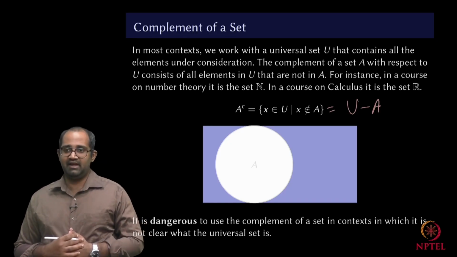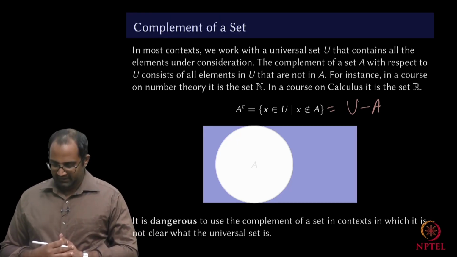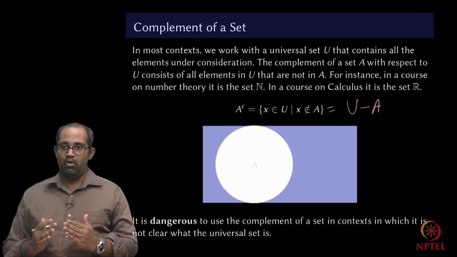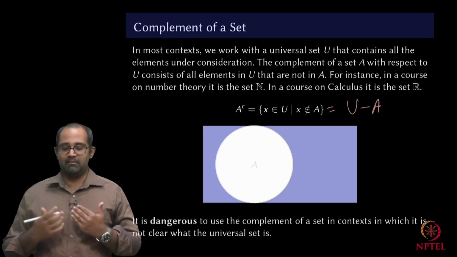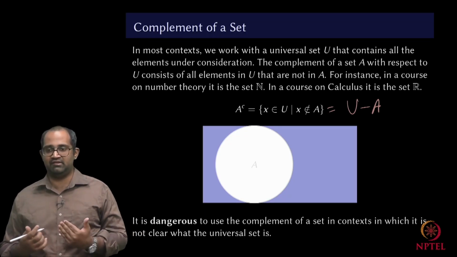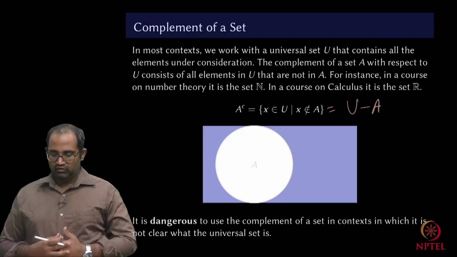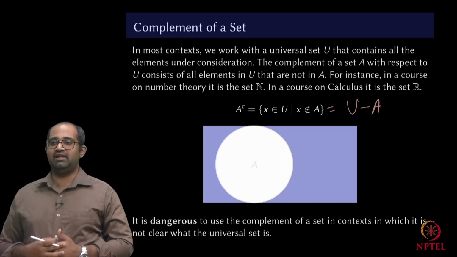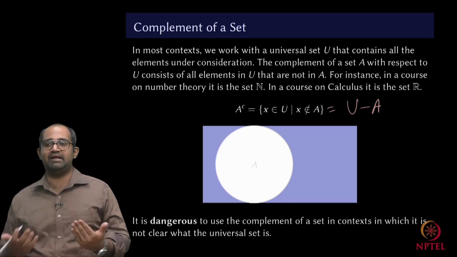Now, let me emphasize again, it is dangerous to use the complement of a set in contexts in which it is not clear what the universal set is. If there is some ambiguity as to what the universal set is, you might mislead your audience. They might consider a different set as the natural universal set, and you might be thinking of a different set. So, as much as possible you can try to avoid complements, but nevertheless it is very useful because you will usually be in a situation where there is a clear cut universal set.